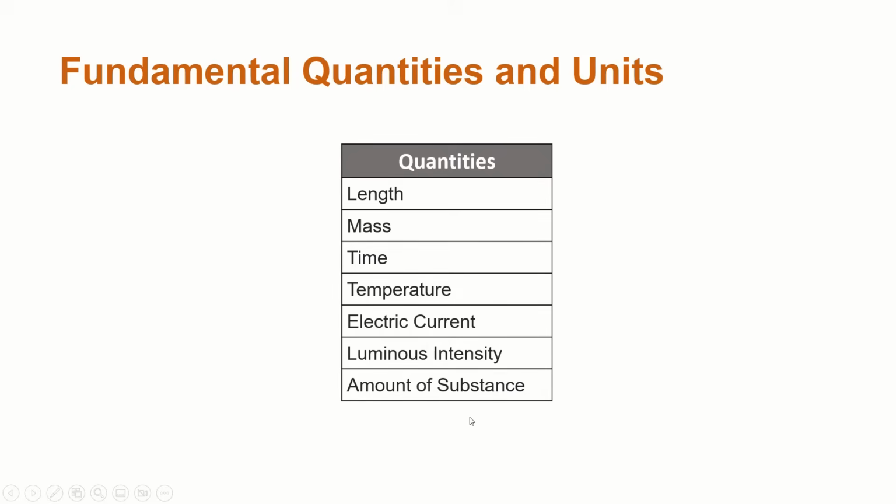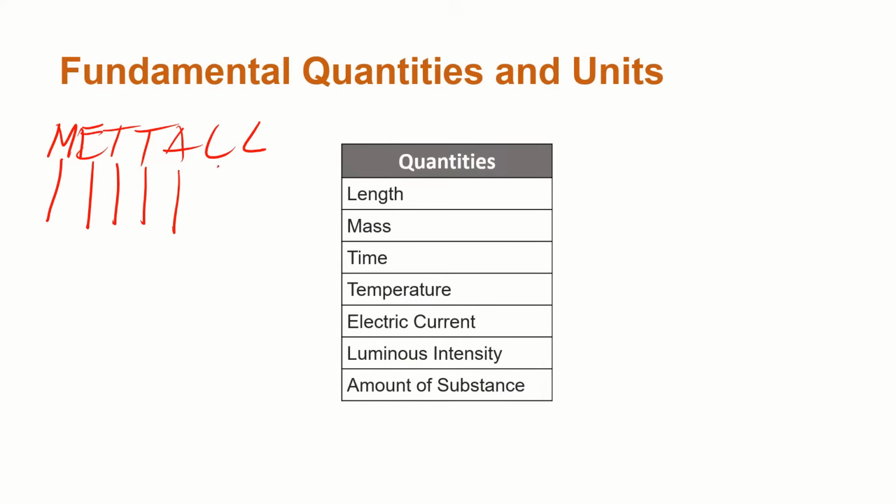But if you want to easily recall this, you can just recall this one: METTALL. M for the mass, E for electric current, T for time, another T for temperature, A for amount of substance, L is for the length, and L is for the luminous intensity. This is an easy way to recall the 7 fundamental quantities. So, metal, but with double T and double L.